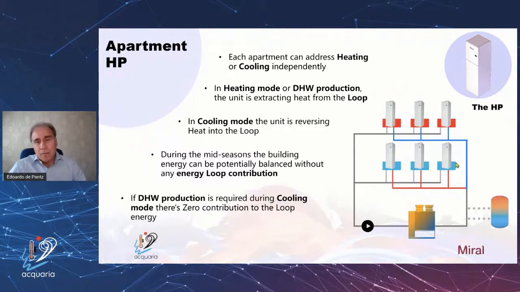But there are also two more interesting areas, especially during the summer season, where there is a great benefit in this structure. For example, if during the summer some units are working in cooling and other units in the building are working in domestic hot water production, in that moment these two different settings are balancing, giving zero contribution to the loop. And the second situation is, again during the summer, if one unit in a single apartment is working in cooling and at the same time is requesting domestic hot water production from that unit, that unit is working with a zero contribution to the loop in that very moment, because while producing cooling, you can have domestic hot water as free energy. And we are going to see later how this works, with a calculation example.